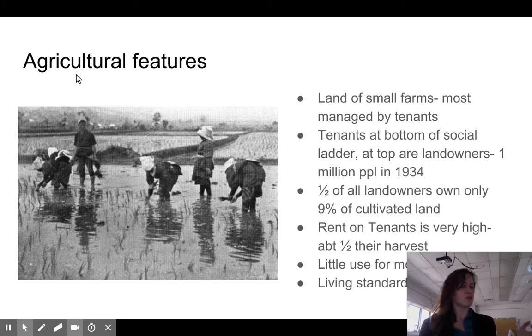Think about the causes of the French Revolution that we discussed. There's a lot of similarities here. Because of the situation, they had little use for improved technology. So they were still really using basic human power, really. And the living standard was very low at this time.